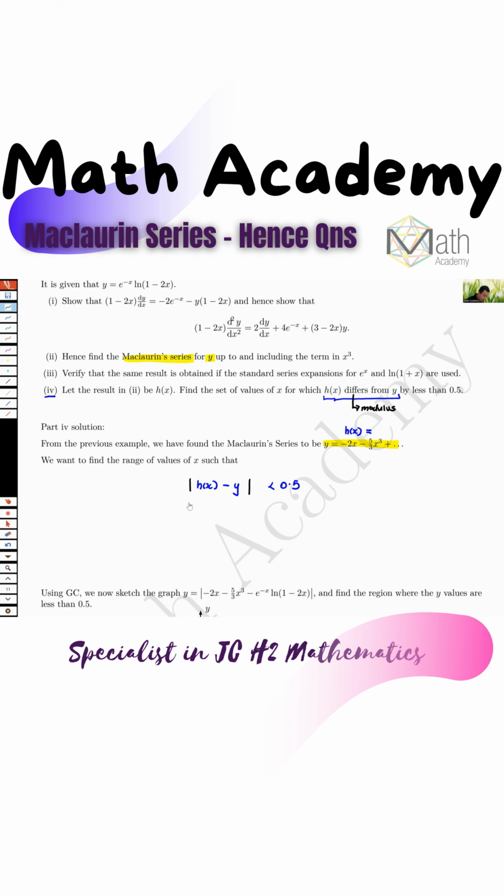Then we substitute in our numbers. h(x) is the equation from part 2, the one in yellow. So I will be substituting that term inside. And I want to subtract your y term. y is the initial equation that was given. And less than 0.5.